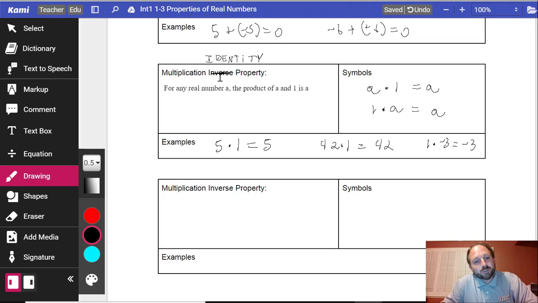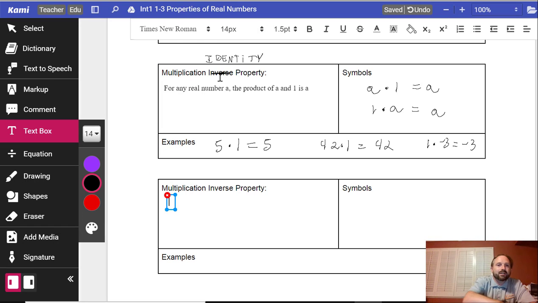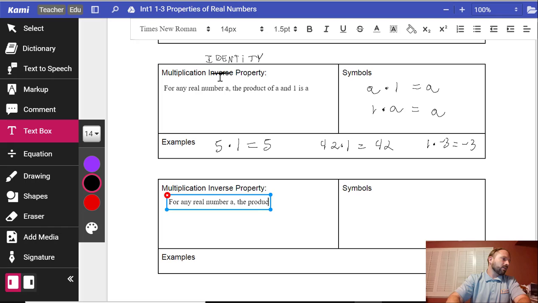Next one. Multiplication inverse property. What's that? Okay, well, what cancels it out? So, what cancels it out? How do you get rid of times 4? You would divide by 4. So if we, for any real number a, the product, not that one.